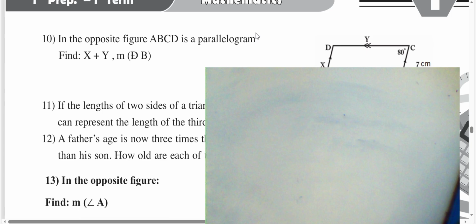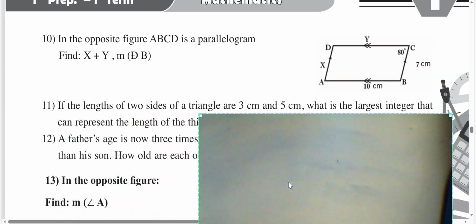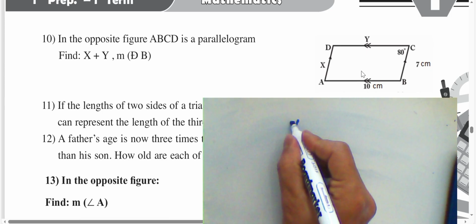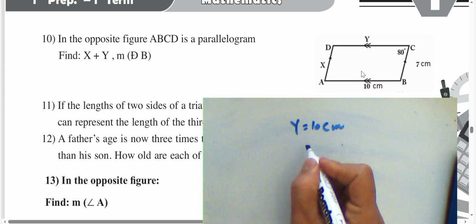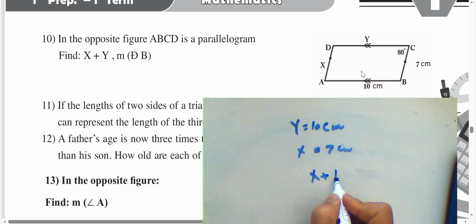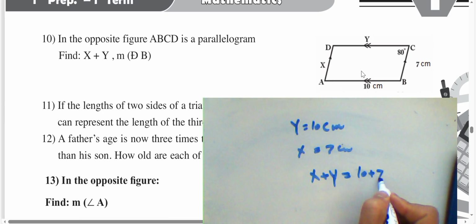Next question. In the opposite figure, we want to find the length x plus y. We have a parallelogram. Opposite sides are equal in length. Then y will be equal to 10 centimeters and x will be 7 centimeters. We can collect together: x plus y equals 10 plus 7, which is 17 centimeters.